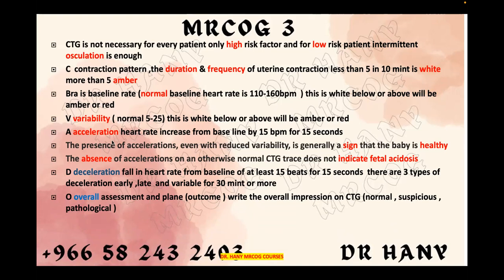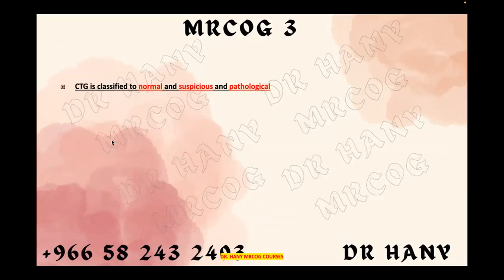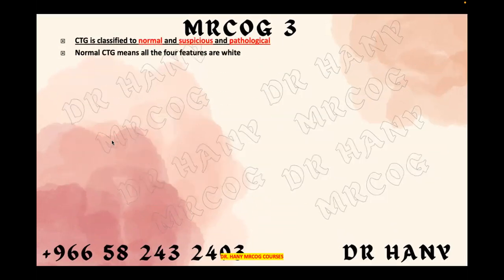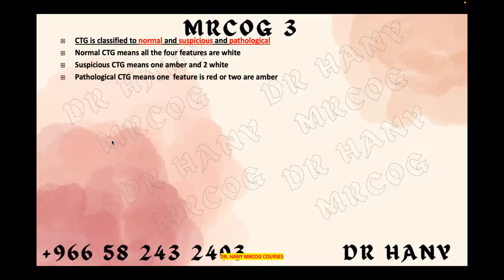The overall assessment, what is the categorization of the CTG? If everything is fine, it will be normal. If one only amber, suspicious. If 2 amber or 1 red, this will be pathological. So normal CTG means all the features are white. Suspicious CTG, which is 1 amber and the other 3 are white. Pathological, if you have 1 red or 2 amber.